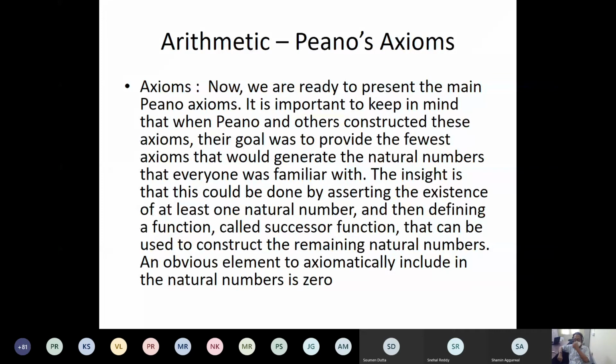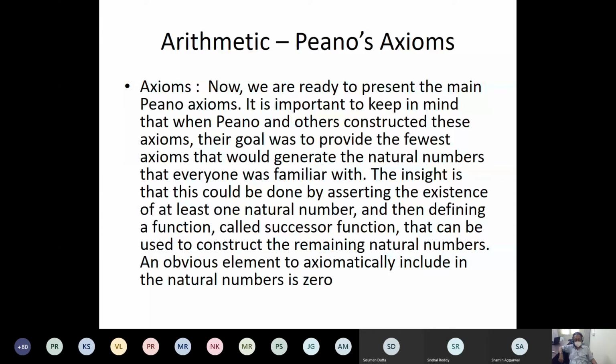All right. Now proceeding with further axioms. Now we are ready to present the main Peano axioms. It is important to keep in mind that when Peano and others constructed these axioms, their goal was to provide the fewest axioms that would generate the natural numbers that everyone was familiar with. The insight is that this could be done by asserting the existence of at least one natural number, and we'll take it as 0, and then defining a function called the successor function that can be used to construct the remaining natural numbers.